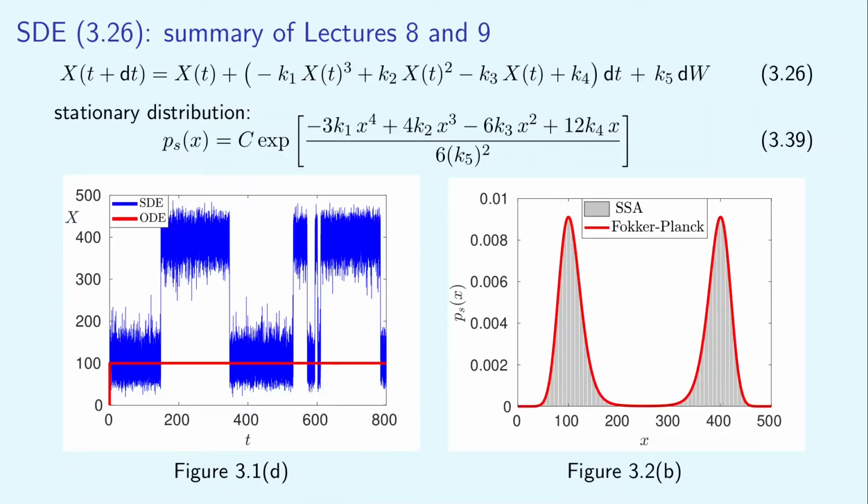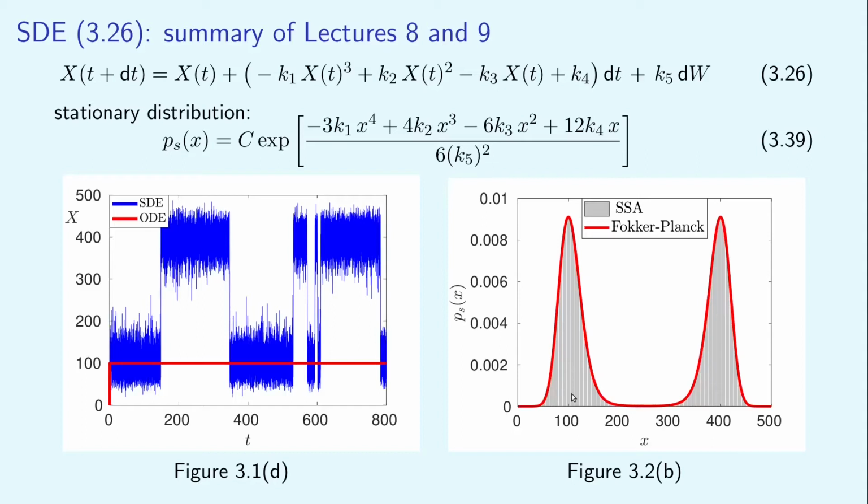The behavior of stochastic differential equation 3.26 was discussed in our previous two lectures. We have not only presented illustrative stochastic simulations in figure 3.1d, but also the stationary distribution in figure 3.2b, which we obtain both computationally and analytically using formula 3.39. To obtain a good estimate of the stationary distribution, we continued this blue trajectory for a much longer time than it is plotted in the figure on the left.